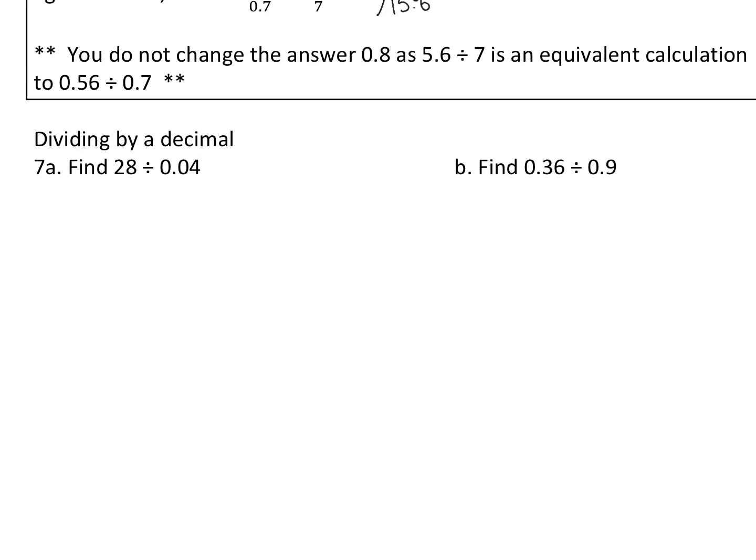And then finally, let's go through these 2 examples. We've got 28, and we're going to divide that by 0.04. I don't know my 0.04 times tables. I would far prefer that to be dividing by 4, which means I'd be multiplying the numerator and denominator by 100. So if I multiply the top by 100, I get 2,800 divided by 4.